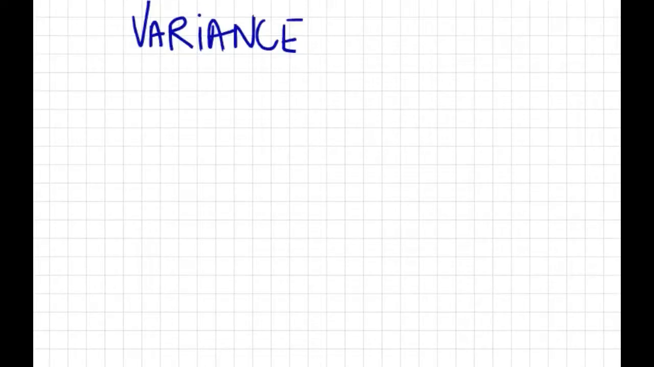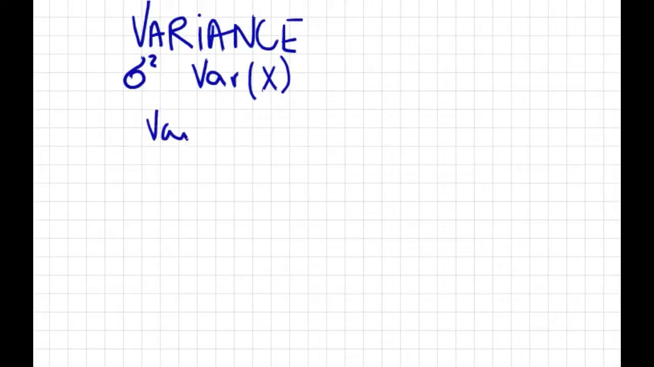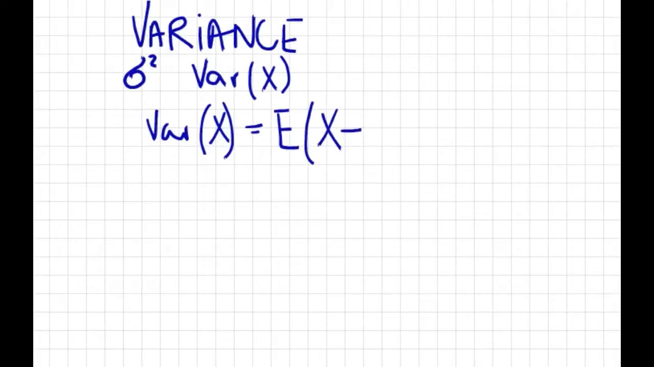Have a look at the properties of variance. As you remember, variance is just sigma squared, and we can either write it as sigma squared, or variance of x can be written down in the following way. As we learned previously, variance of x can be found by finding the expected value of x minus the mean squared. And I will now give a small proof for that.